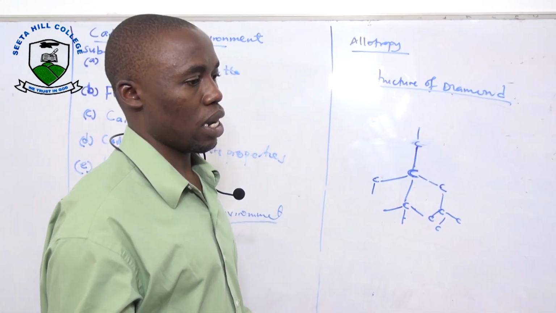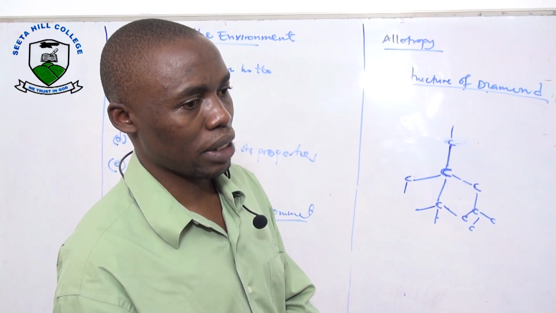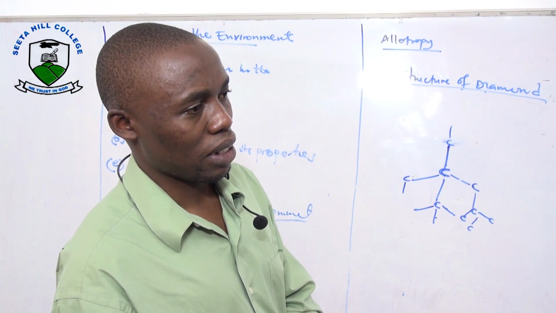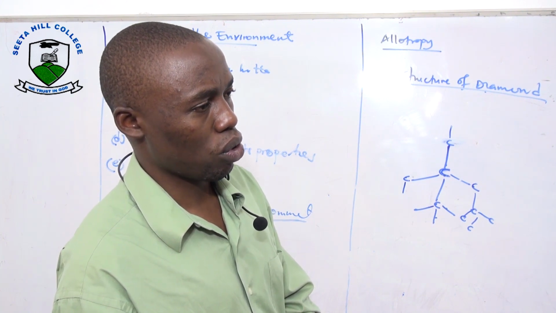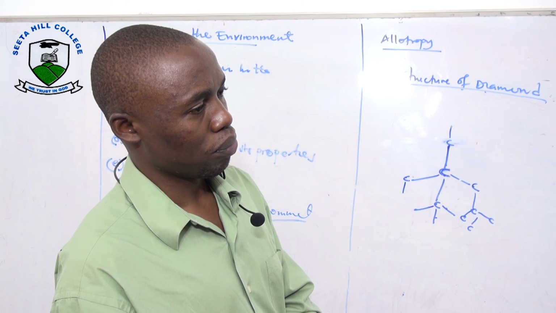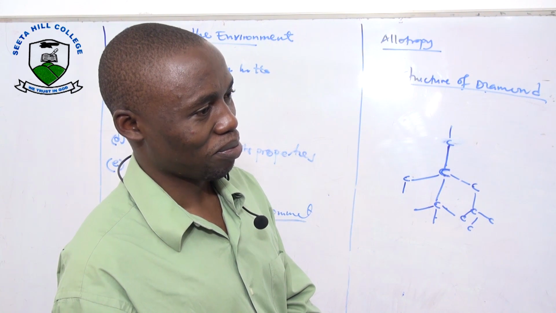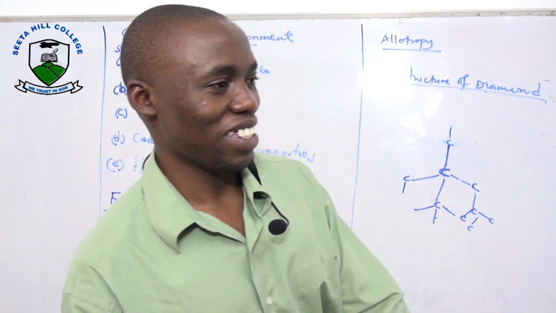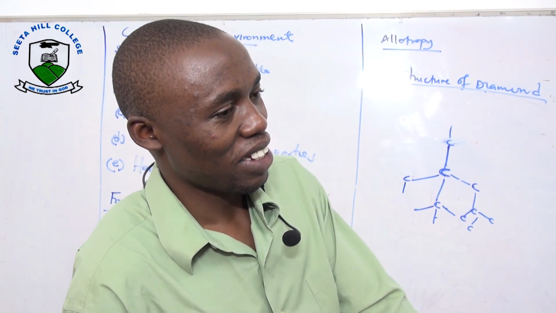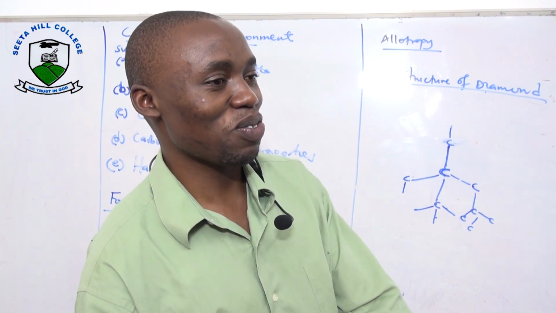Now the question would be, why doesn't diamond conduct electricity? Who has picked something there? Yes, let's hear it. Because its bonds are too strong, it doesn't have free moving electrons that conduct electricity. Chemistry is very specific. Thank you for the correction.